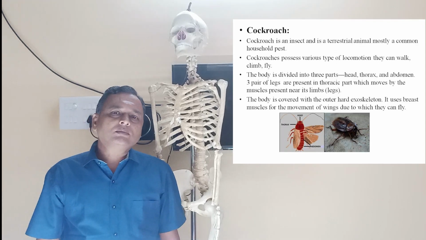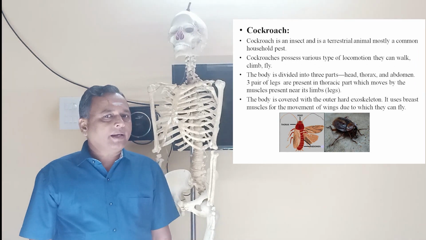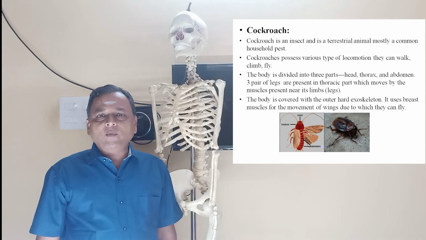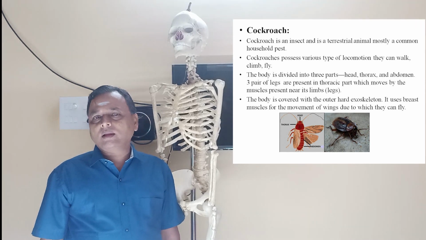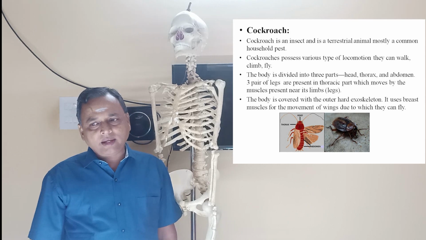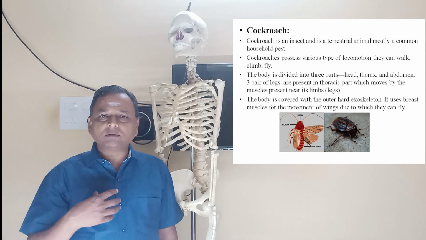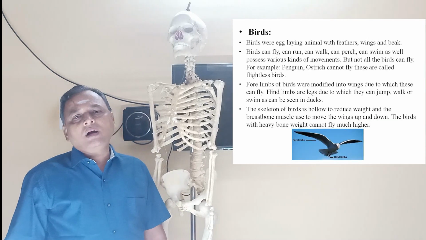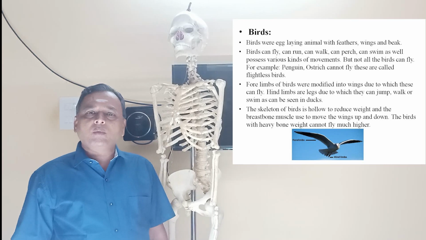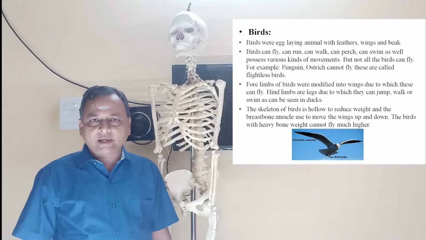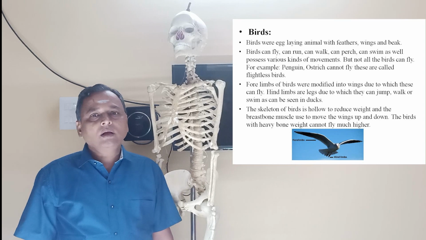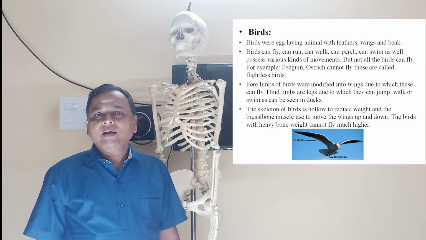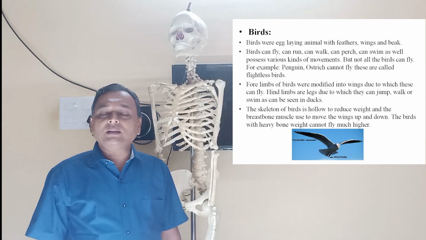Then cockroach. In case of the cockroach, they use legs as well as wings. The wings are helpful for flying. They have 3 pairs of legs attached on the thoracic part, while the wings are on the upper part. Bird movement is very well known to you. Here birds also use legs for walking, perching, crawling, all these actions. For flying, they use wings which have feathers on them.